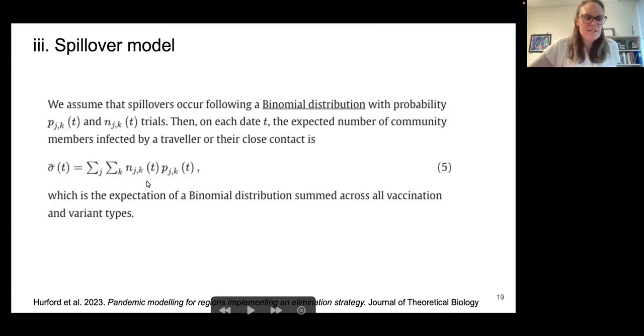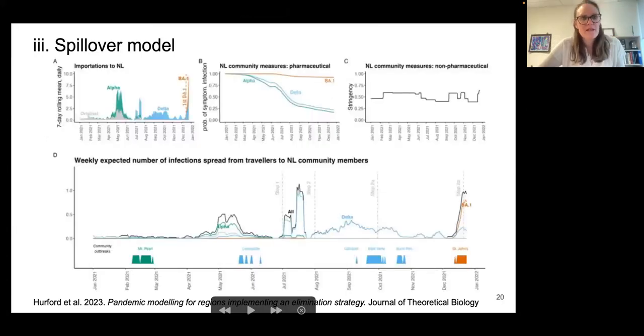and this is indexed by vaccination status and variant. So you have the number of travel-related cases, people infected with a specific variant and a specific vaccination status, and then there's a probability of successfully infecting a community member associated with each of those traveler types. And if you sum across all vaccination and variant types, then you get the expected number of spillovers, assuming that spillovers follow a binomial distribution.